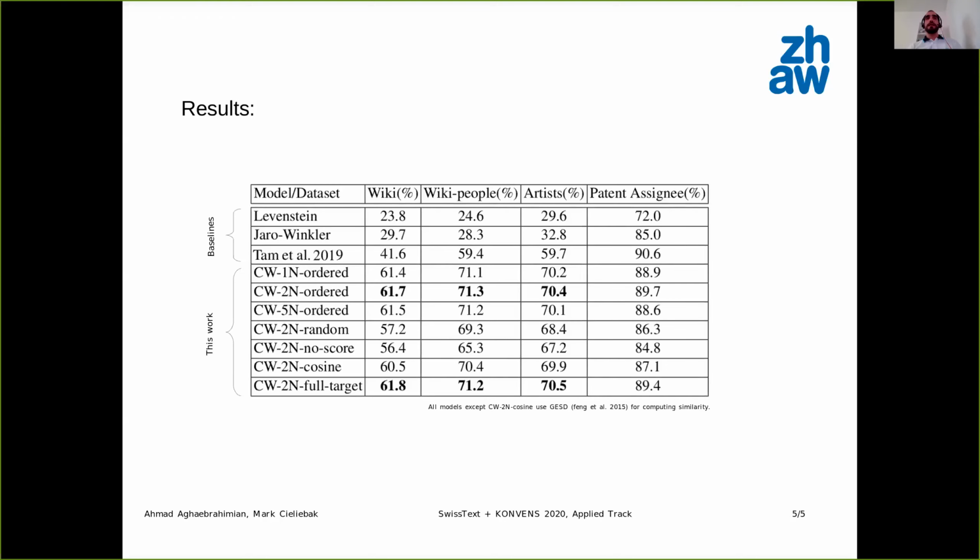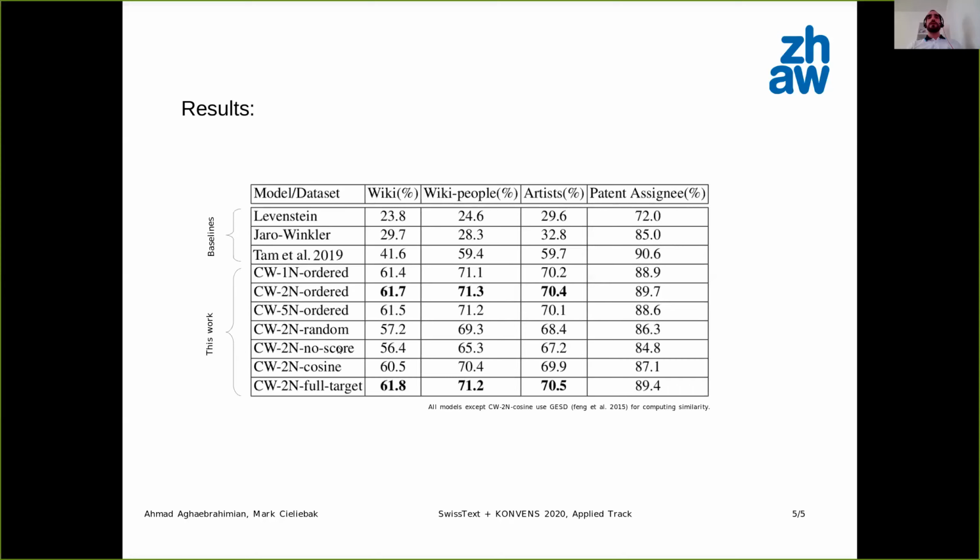And here are the results. The first three rows are baselines, and the others are our contribution. 1n, 2n, and 5n mean how many negative samples we have used per true sample, so how many negative samples per positive sample have been used for training. Ordered means how we collect those negative samples. Are they collected from the most similar negative samples to the true sample, or are they just randomly collected?